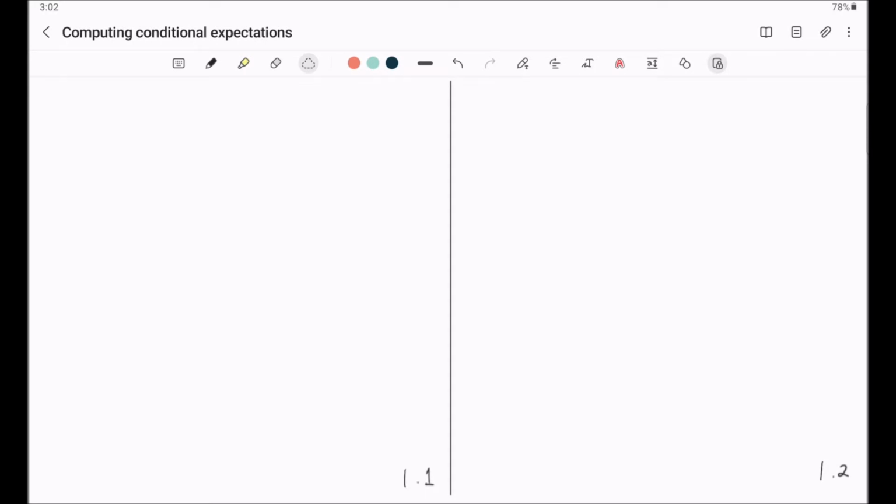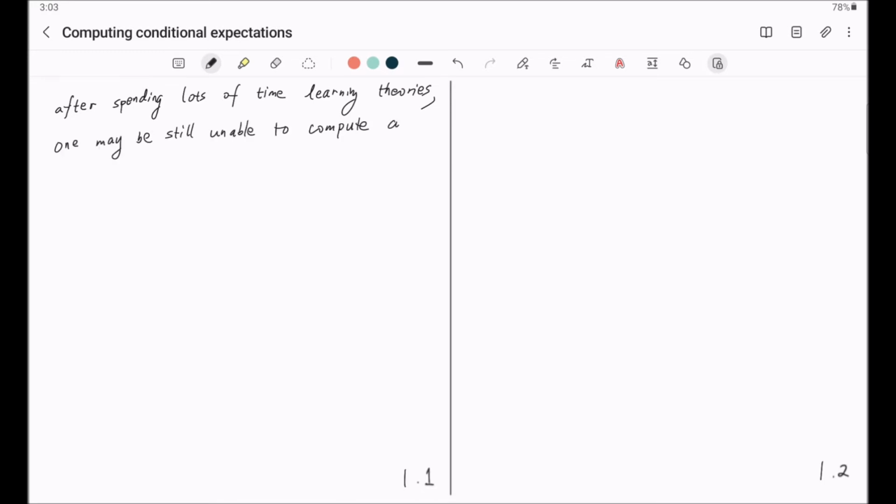One of the biggest regrets when learning mathematics is that after spending lots of time learning theories, one may be still unable to compute any single example. And I can tell you that this happens a lot when learning mathematics. And one of such examples is the computation of conditional expectations. Why do I say so? Let's first look at or recall the definition of conditional expectations.